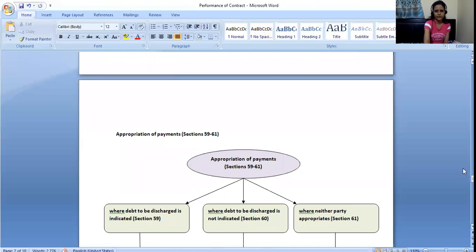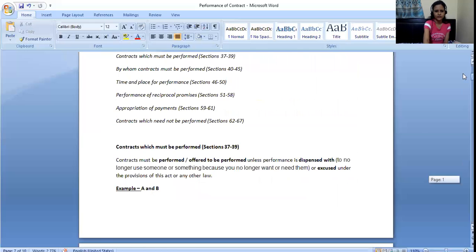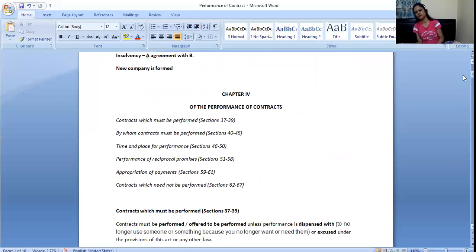Next is appropriation of payment. Any doubts on this part? Performance of reciprocal promises. Any doubts, anyone?